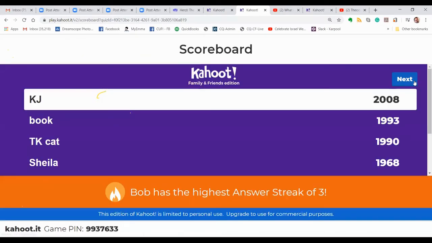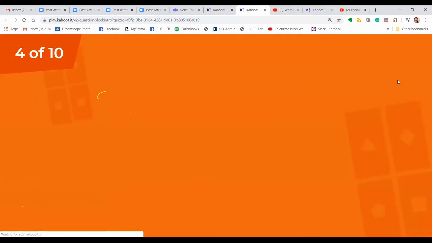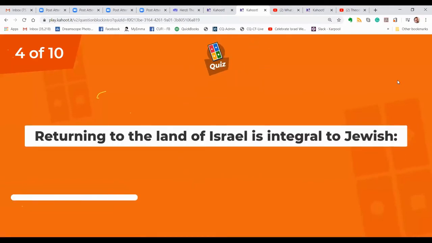Let's see how the standing is. A little bit different standing. They're all doing really good. Let's go to the next question. Remember, I'm trying to read the question really fast, but you can always see it at the top of the screen. And I'm trying to shut up as soon as the answers come, so I'm not confusing you. Next question. Returning to the land of Israel is integral to Jewish.